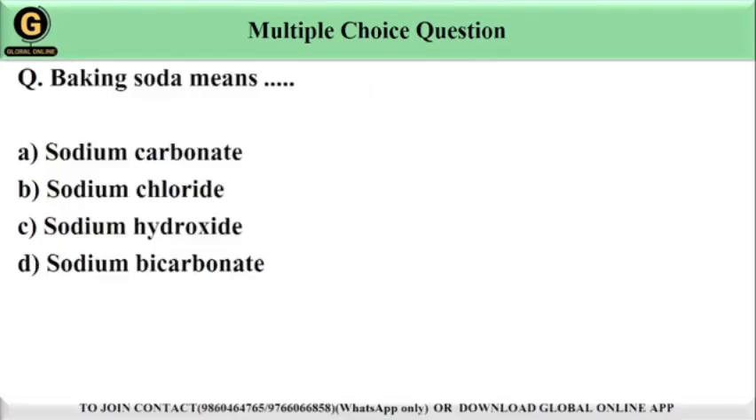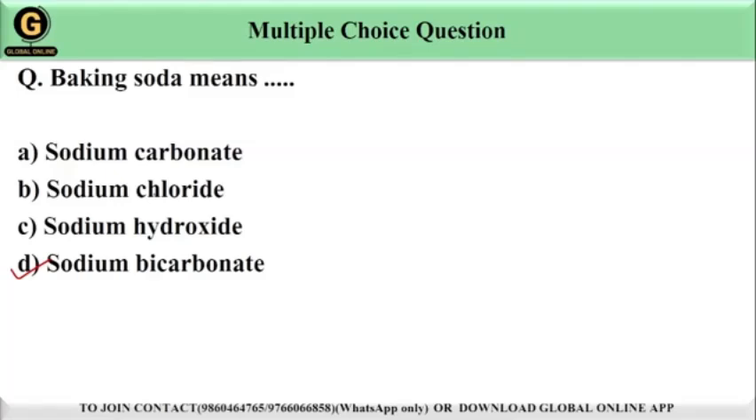Sodium carbonate, sodium chloride, sodium hydroxide and sodium bicarbonate. The correct answer is option D, sodium bicarbonate, because baking soda is chemically known as sodium bicarbonate, that is NaHCO3. It is commonly used in baking as a leavening agent and also has various household applications. So the correct answer will be option D.